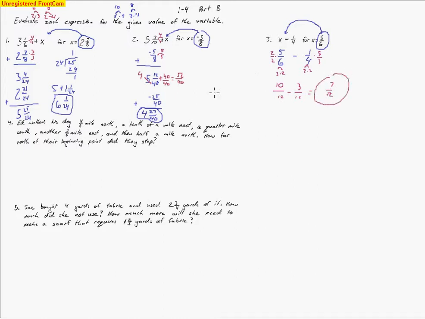Well, we've got a few word problems here. It talks about how Ed walked his dog 4/5 miles north, 1/10 of a mile east, 1/4 mile to south, another 3/4 mile east, and then a 1/2 mile north. And how far north of their beginning point did they stop?